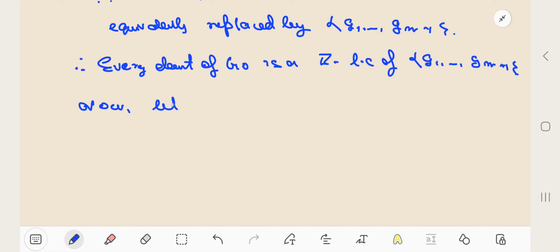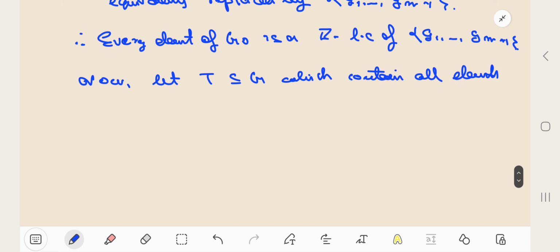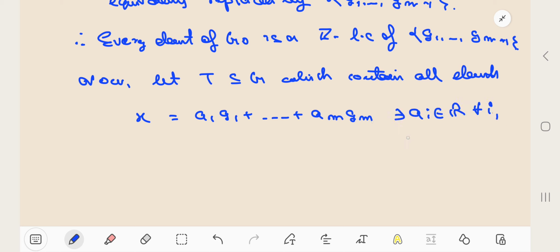Now let T be a subset of G, which contains all the elements x of the form a1 g1 and so on till am gm, such that each of these ai comes from R, and these ai are in the interval closed 0 open 1, with am only having the freedom to be equal to 1. Okay.